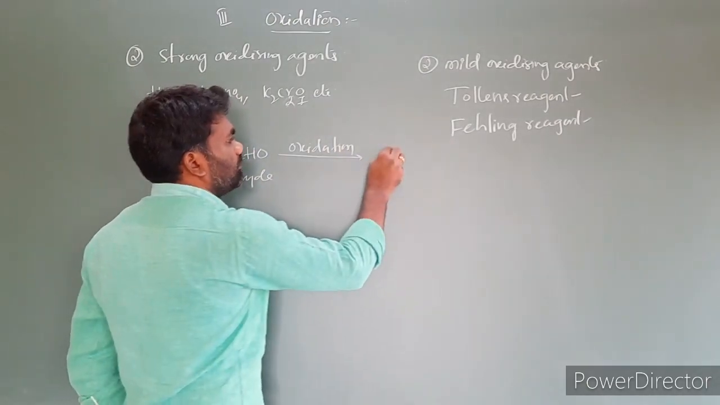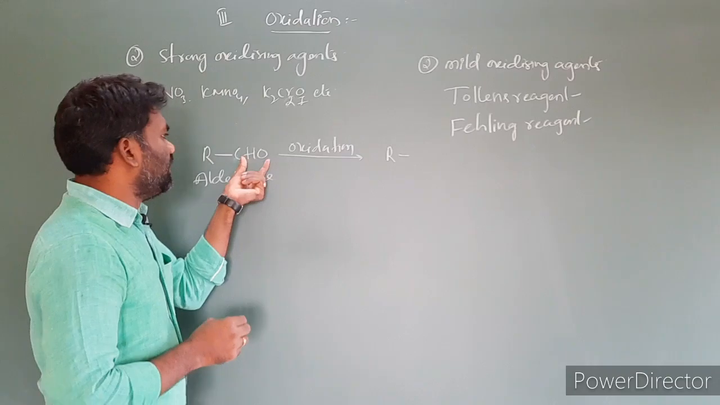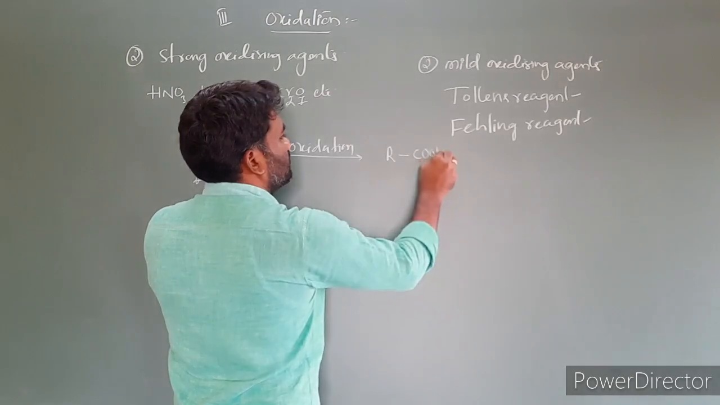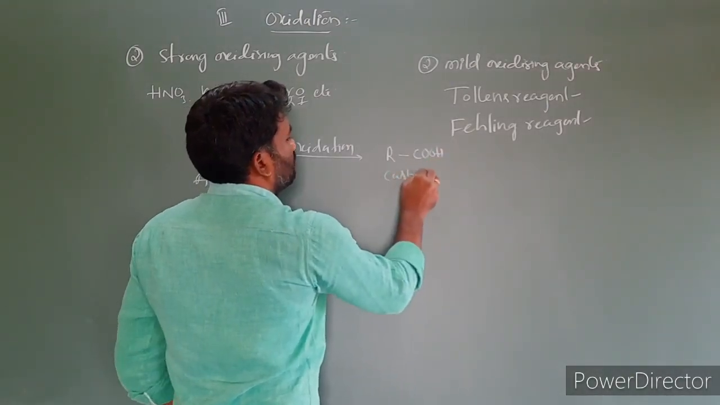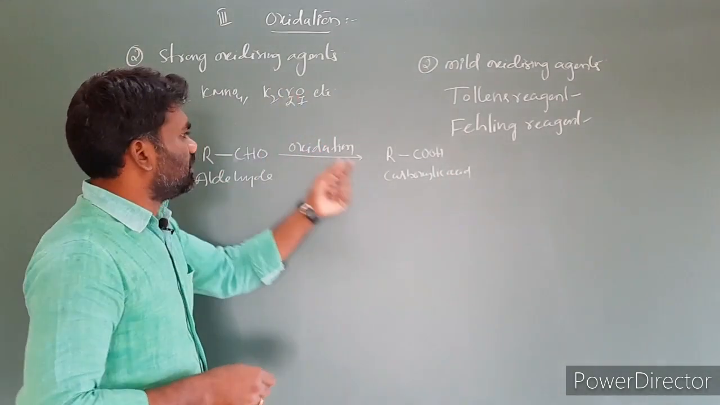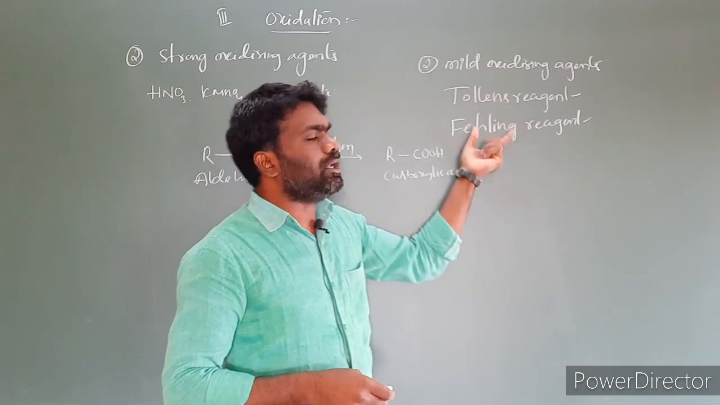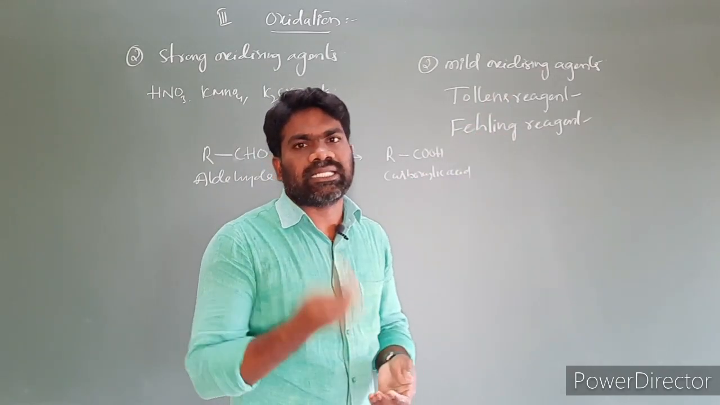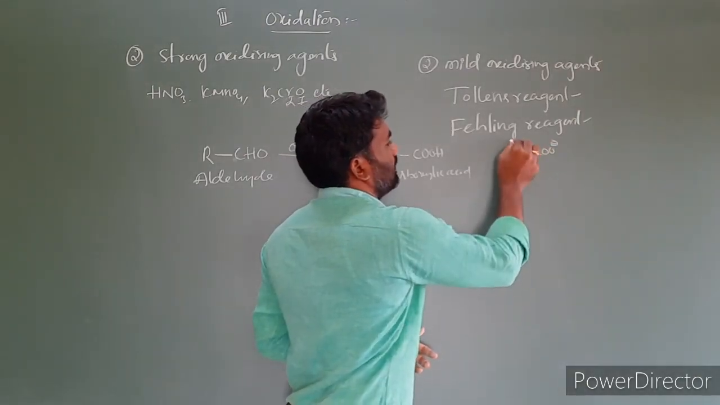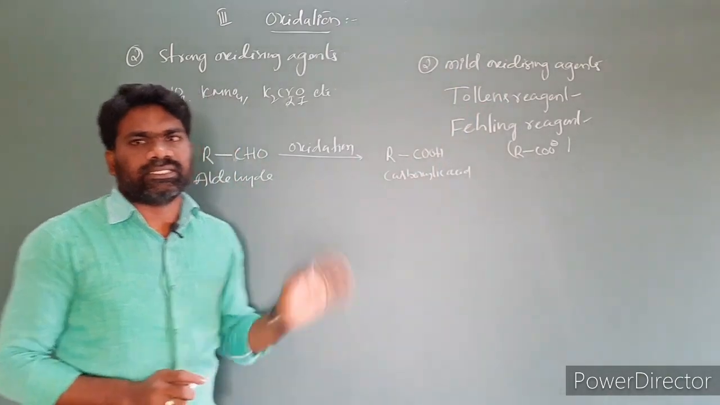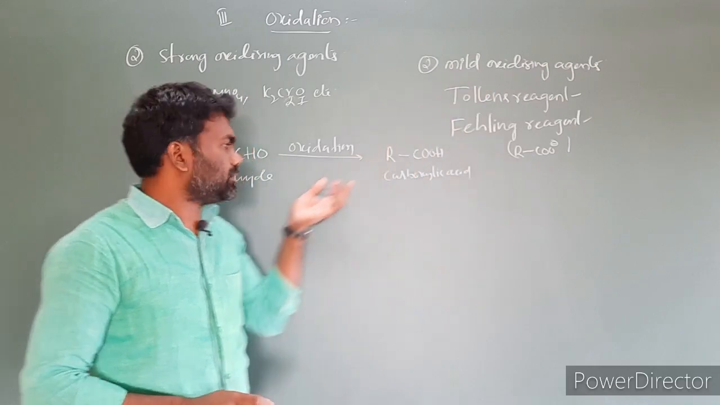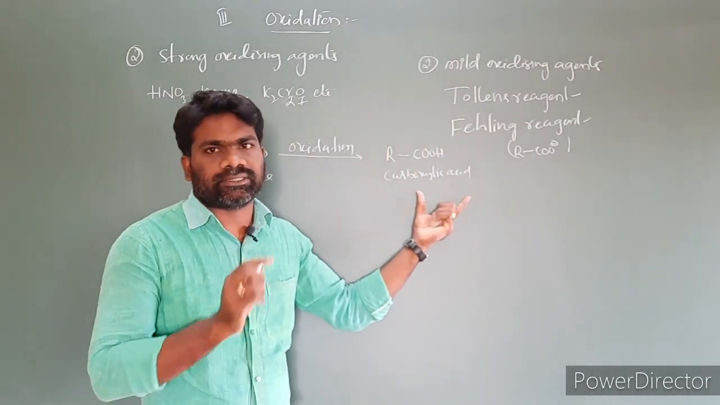The product we are going to get from this reaction is that the aldehyde group is converted into a carboxylic acid group. The carboxylic acid is COOH. But if you take strong oxidizing agents, the product is carboxylic acid. If you take mild oxidizing agents, you will get the carboxylate anion, RCOO minus. So both strong oxidizing agents and even mild oxidizing agents oxidize aldehydes into carboxylic acid. This point is clear.